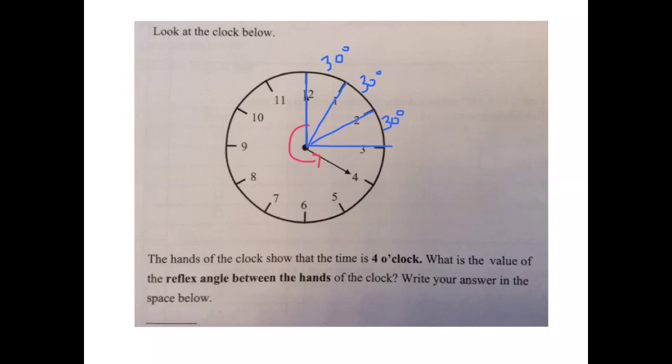Then we can look at the time. So we've got 1, 2, 3, 4, 5, 6, 7, 8. We've got 8 of the 30 degrees. 8 zeros are 0, 8 threes are 24. So our reflex angle is 240 degrees. Not to be confused with the obtuse angle, which is in between the 12 and the 4.